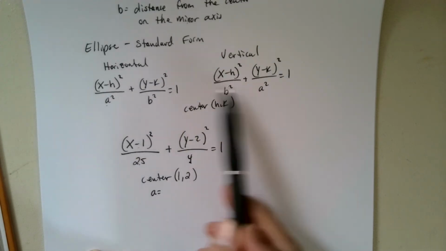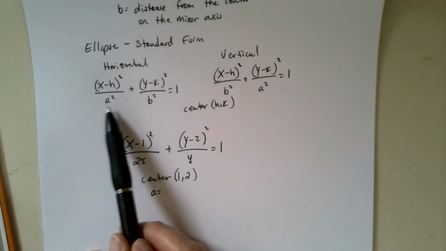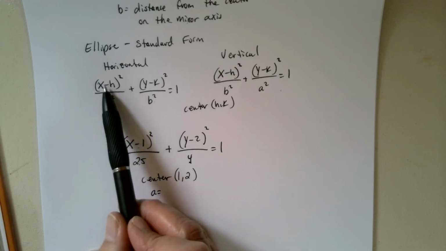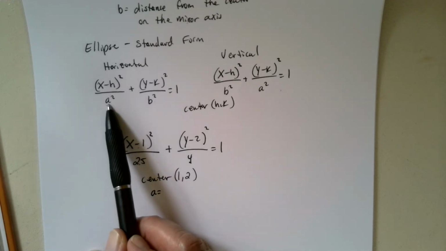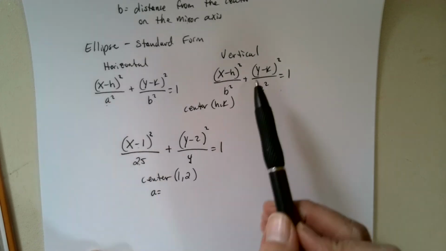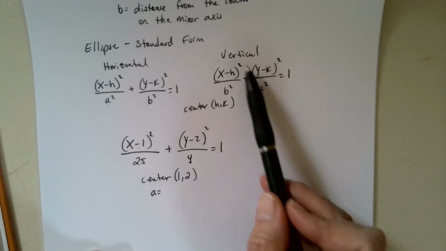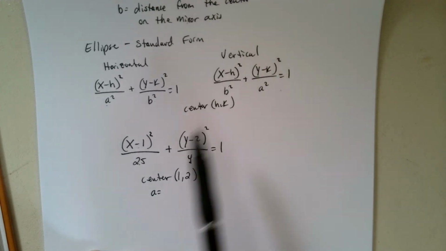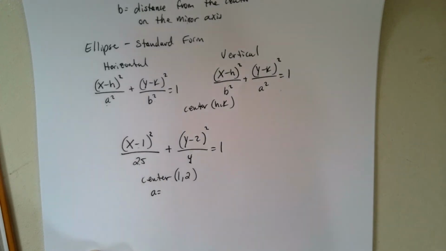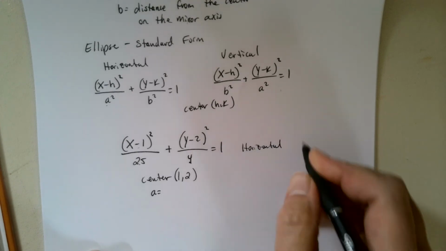Now notice up here, the only difference in the horizontal and the vertical is the a and the b switch. A is the larger. If the larger number is underneath the x, then you're going to go farther in the horizontal direction. If the larger number is underneath the y, then you're going to go farther in the vertical direction. So this one, we have 25 underneath the x and 4 underneath the y. So that tells me this one is a horizontal ellipse.